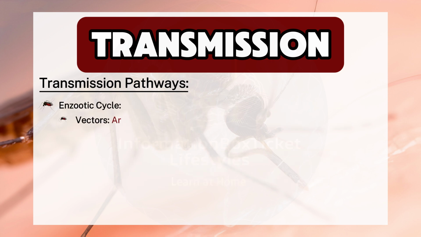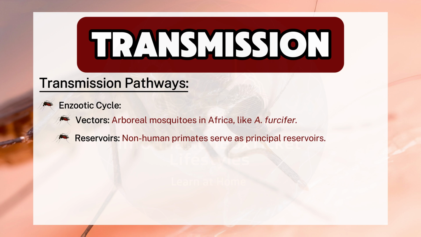Enzootic cycle. Vectors. Arboreal mosquitoes in Africa, like A. furcifer. Reservoirs. Non-human primates serve as principal reservoirs. Spillover. Virus may spill over to humans living nearby.